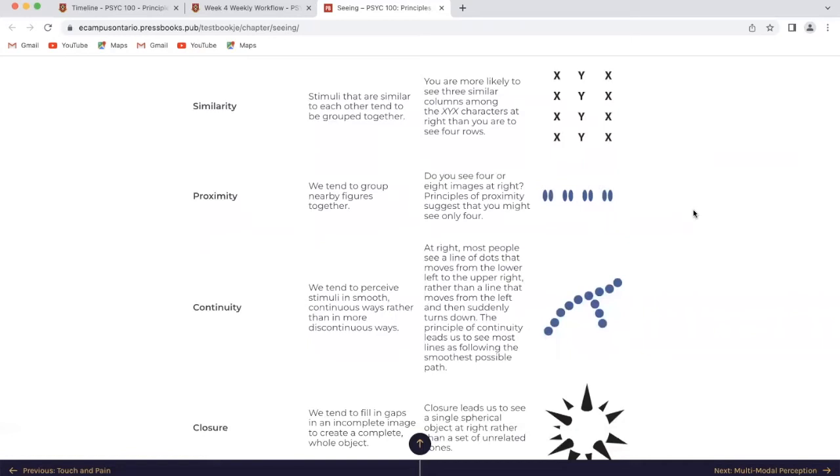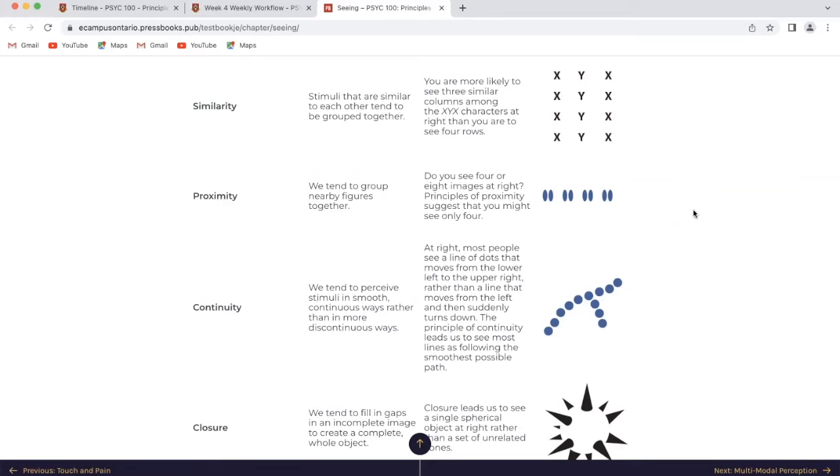Continuity. We tend to perceive stimuli in smooth, continuous ways rather than in more discontinuous ways. So at the right, most people see a line of dots that moves from the lower left to the upper right rather than a line that moves from the left and then suddenly turns down.